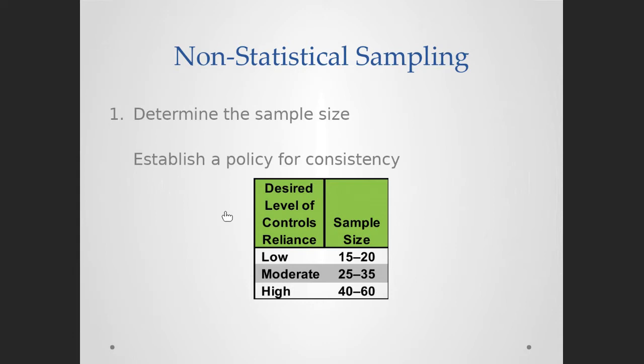We, as the independent external auditors, ask the question, how important is this control? How much do we care for this control? How much do we want to rely on this control? And if this control is very important to us, then we select a sample size that is higher.